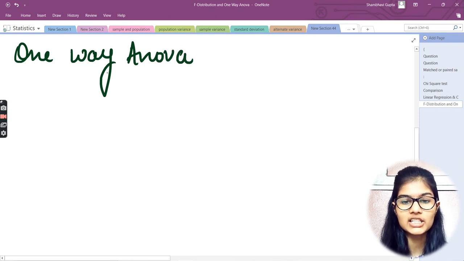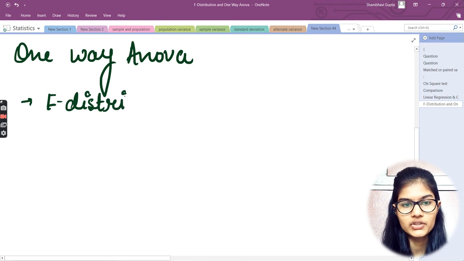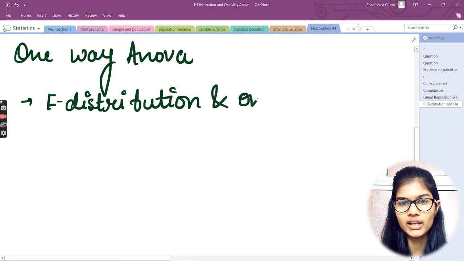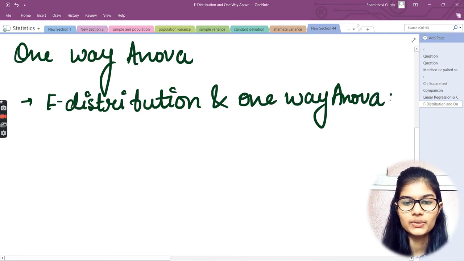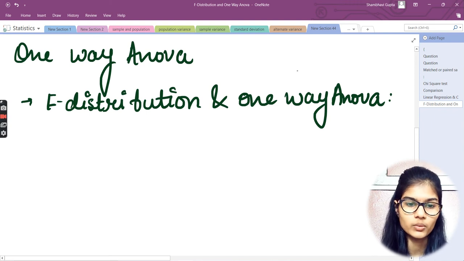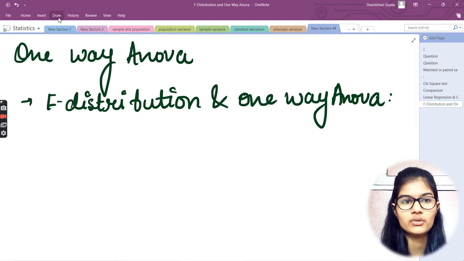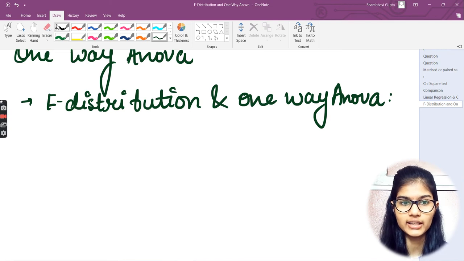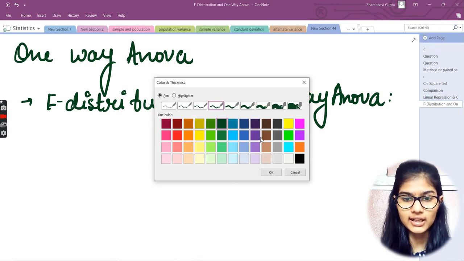Okay, now onto that as well, I'll be discussing the F distribution and one-way ANOVA. Okay, so into that particular topic we are going to discuss the purpose and the basic assumptions of the one-way ANOVA, right? Now let's get started. So I will just take out one different color here so that it makes it easier for me to go ahead and write things out.